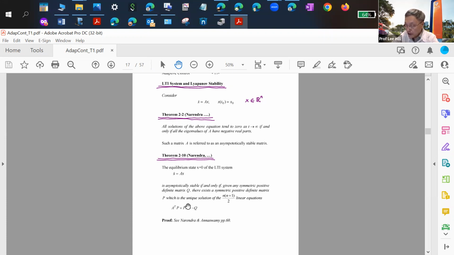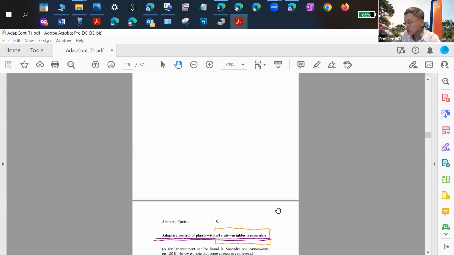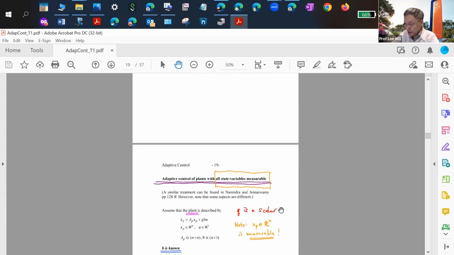All right, and the solution for P is guaranteed in this equation itself to be symmetric and positive definite. So you will see that P always exists as a solution, and P itself will be symmetric positive definite, if A is a stability matrix and Q you put down as a symmetric positive definite matrix. With that, we will be ready to push on to the next stage, which will be to do adaptive control of a linear state variable system with all state variables measurable.